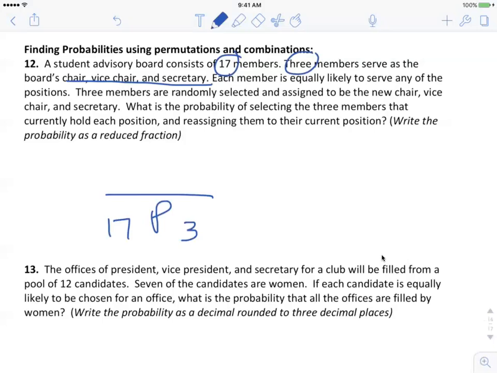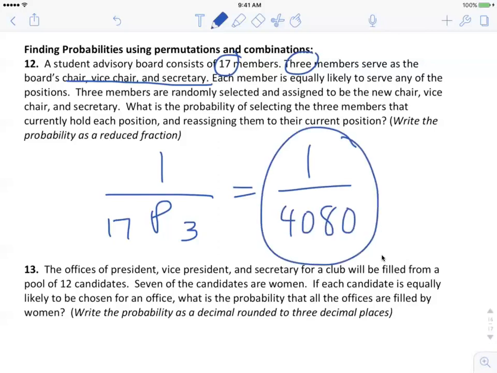Of all of those possible permutations, how many of them would have the exact same 3 people in the exact same 3 positions? Well, that's only one permutation, right? So the top number here would just be 1. Okay, so that's how that one works. 17, got to do the calculation of 17P3. That's 4,080. All right.